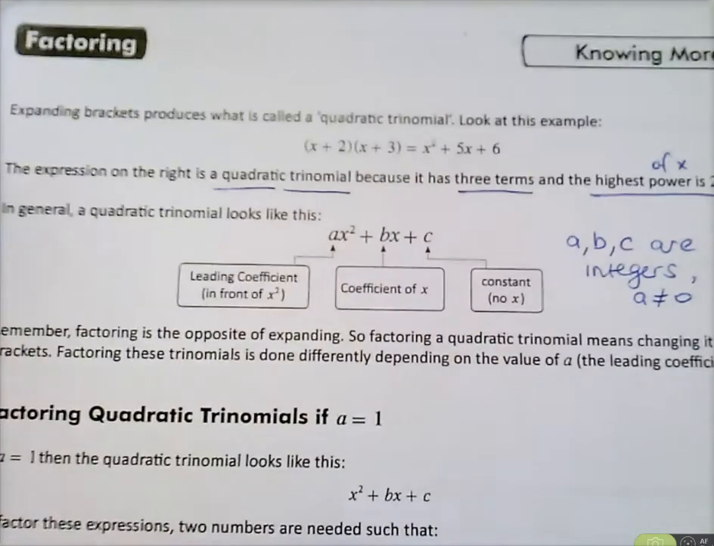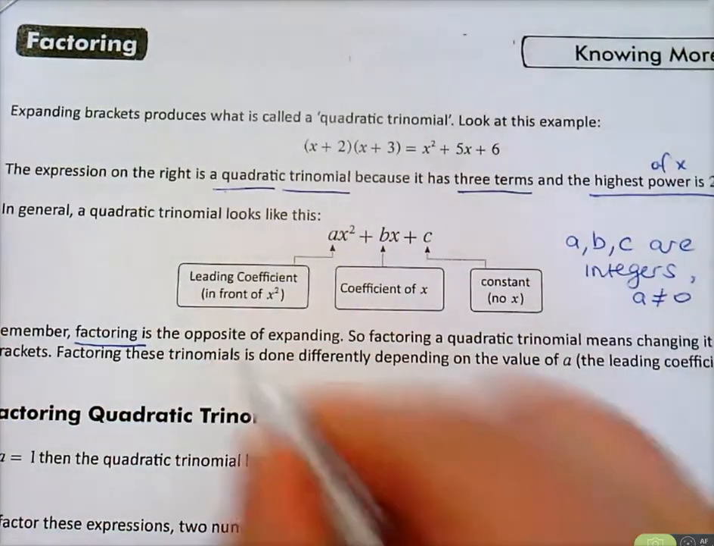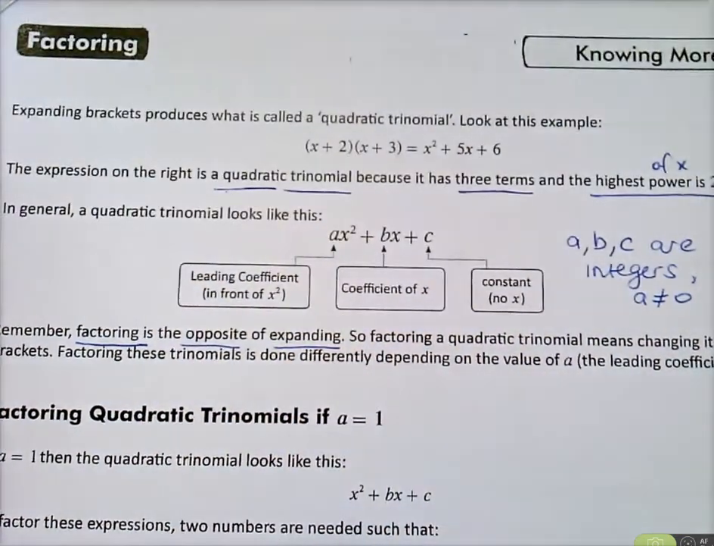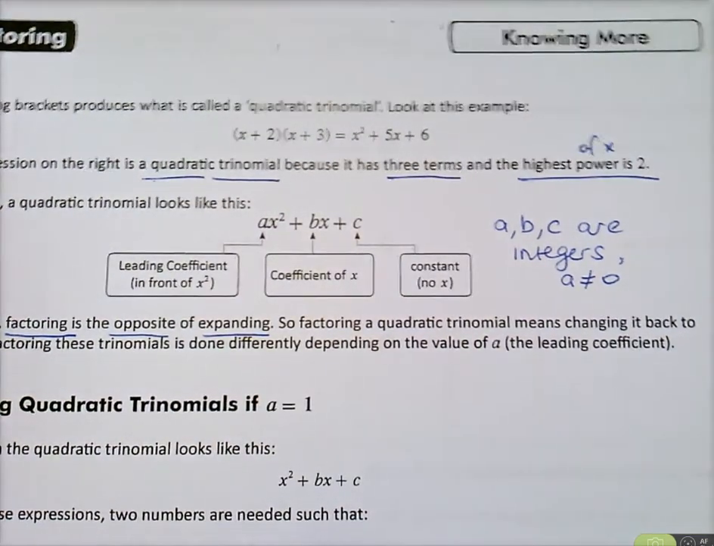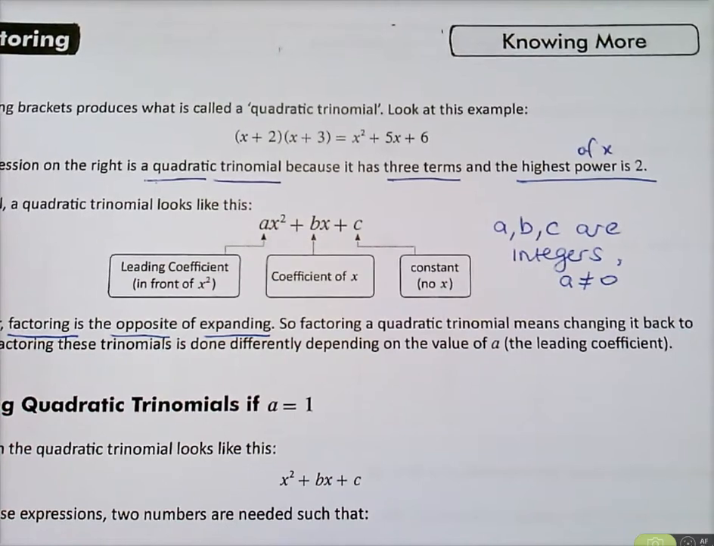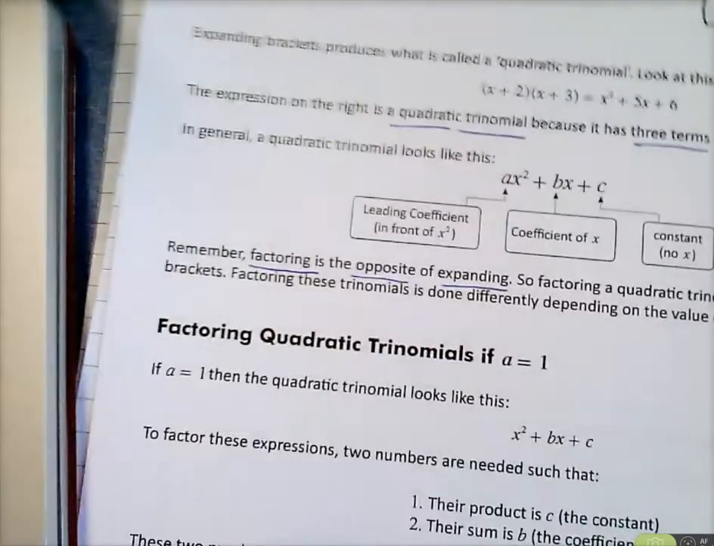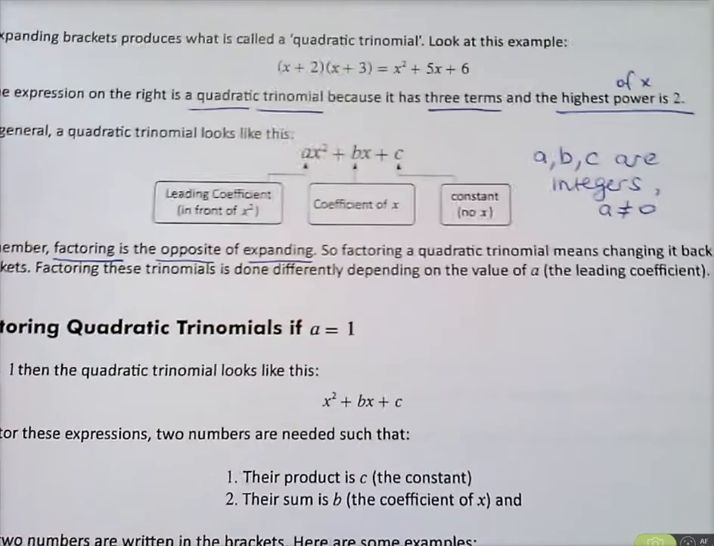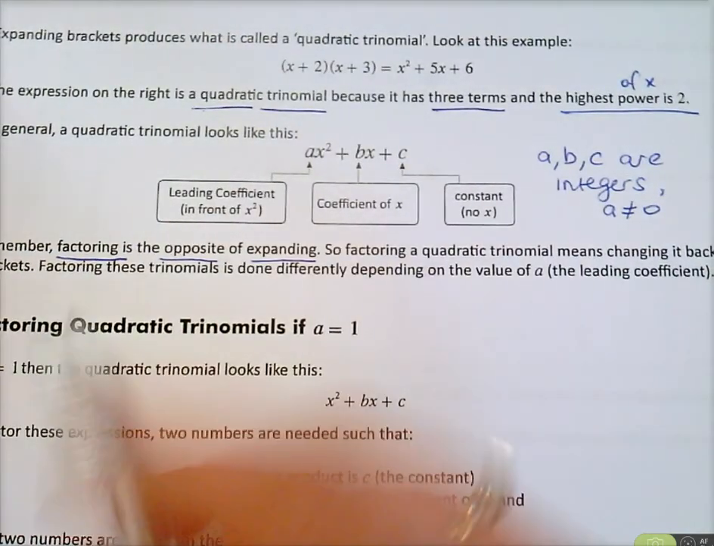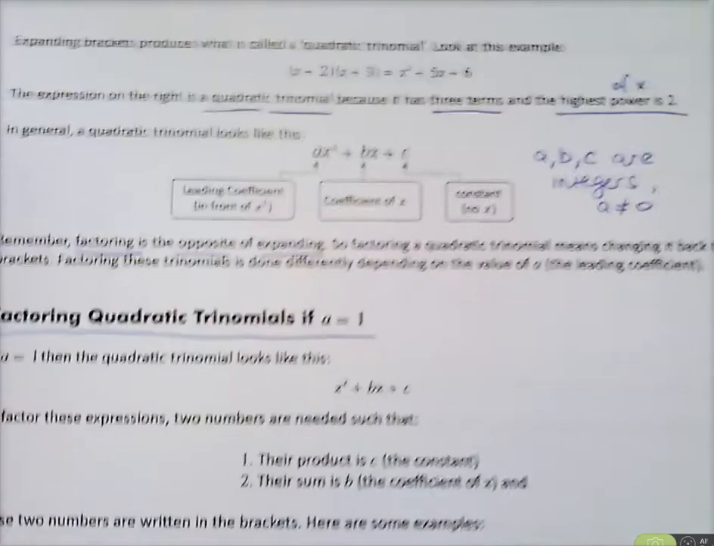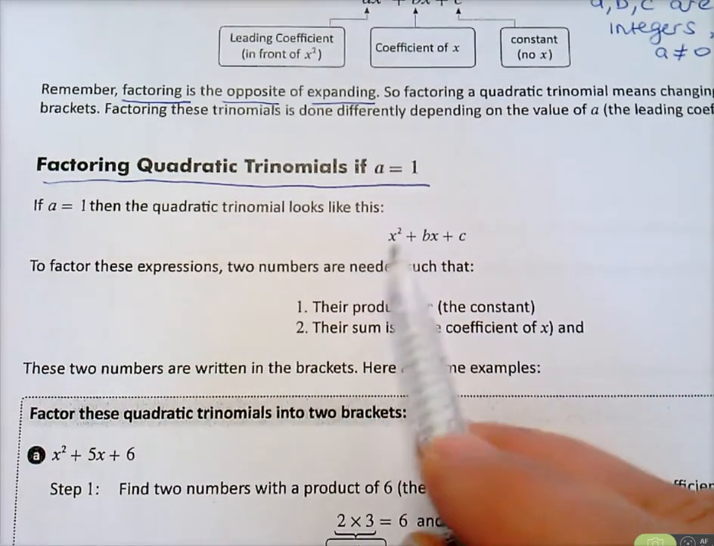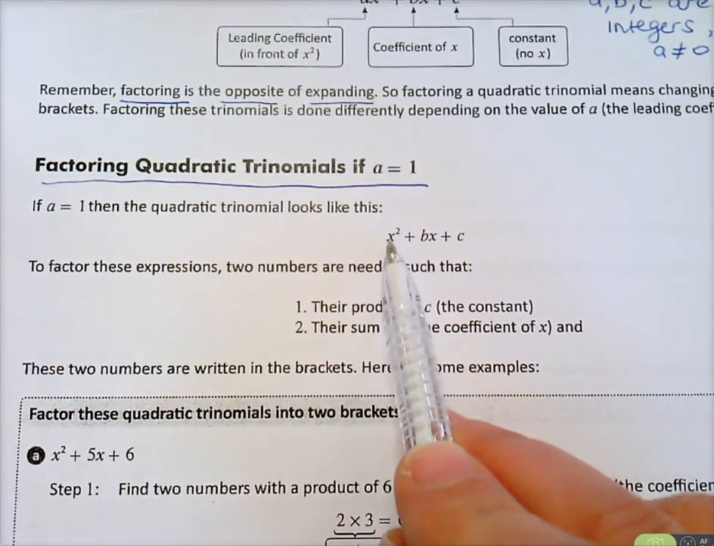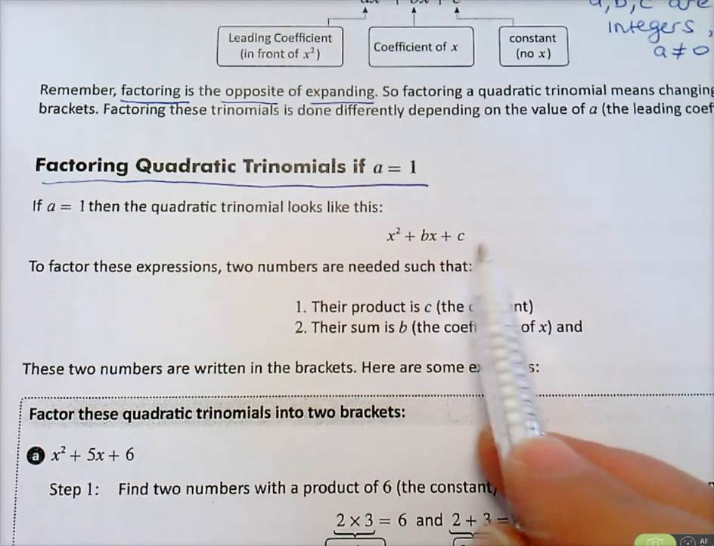Now today, we're going to factorize, and it's the opposite of expanding. So, factorizing a quadratic trinomial means we've got to change it back to the bracket form that we were doing last lesson. And when we factorize quadratic trinomials, if a is 1, they're the easiest type to do. If a equals 1, this is your quadratic trinomial: x squared, because the a is 1, plus bx plus c.